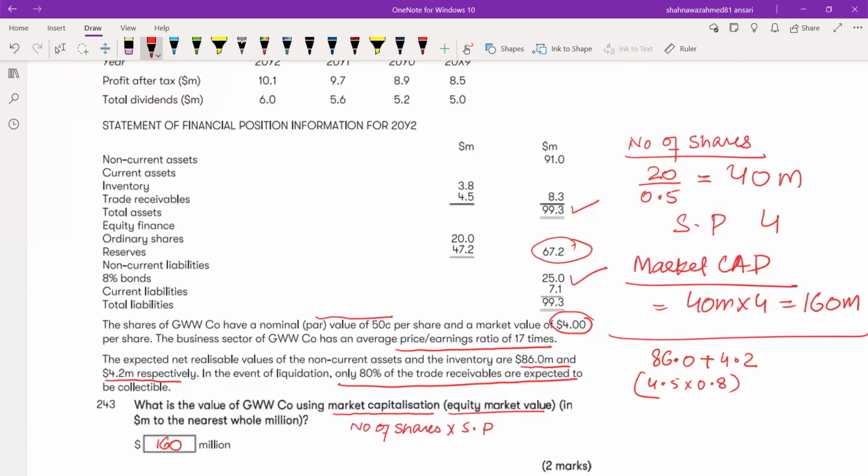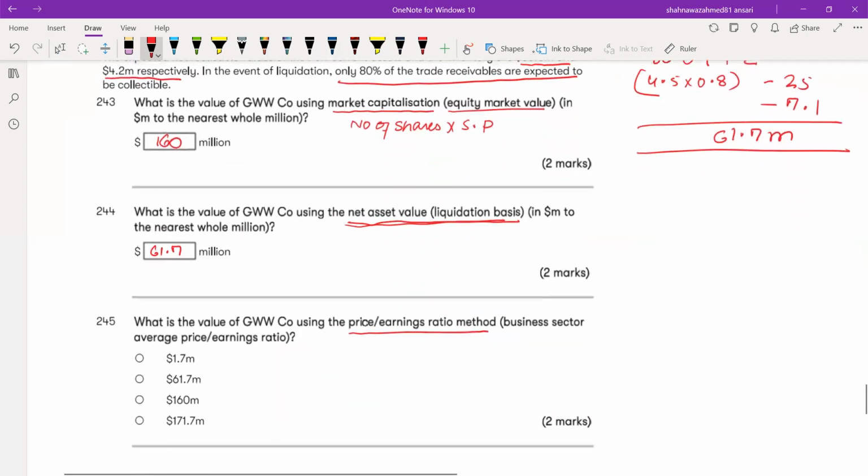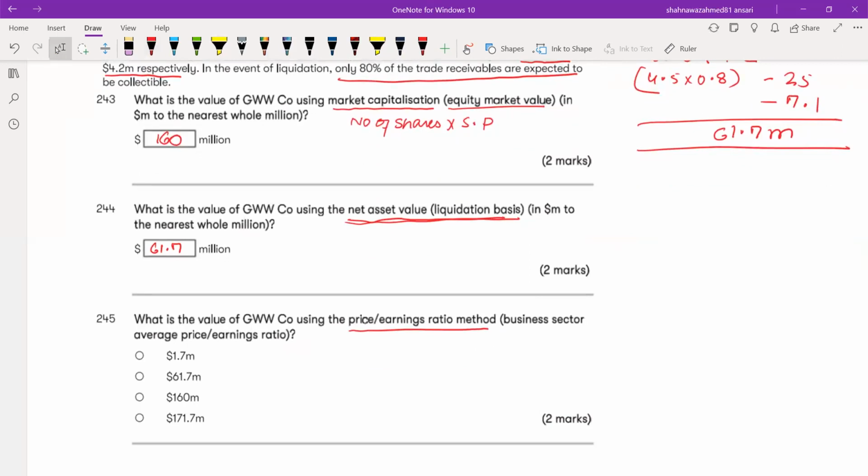So 4.5 into 0.8, these are the assets. 8% bonds, that is 25, is the liability, and current liability is 7.1. So as a result, the value is 61.7 million. On the basis of the liquidation method, the value is 61.7 million. And if you have to write in the nearest whole number, that would be 62 million.